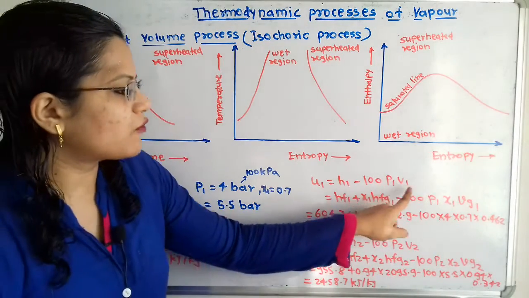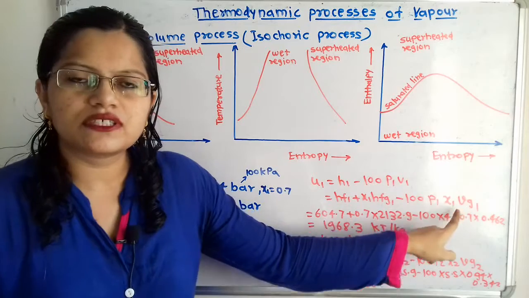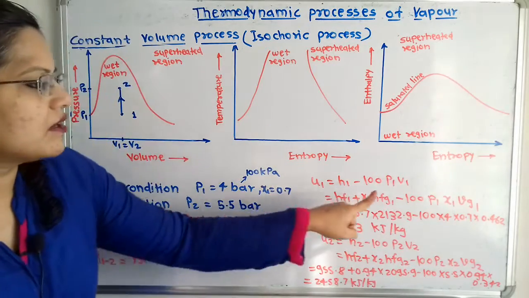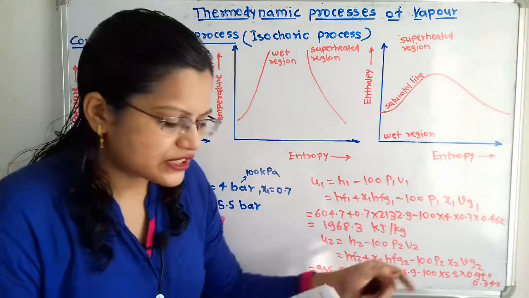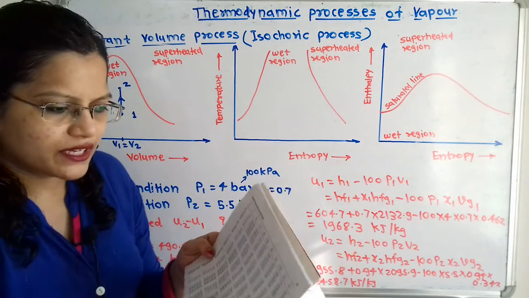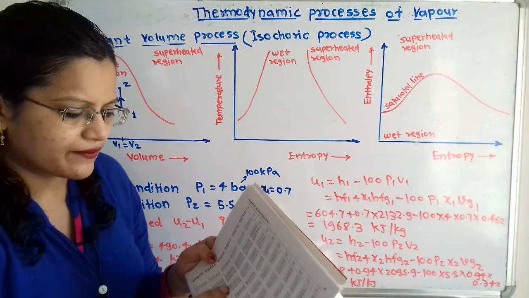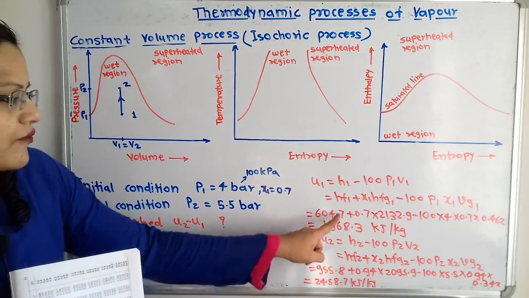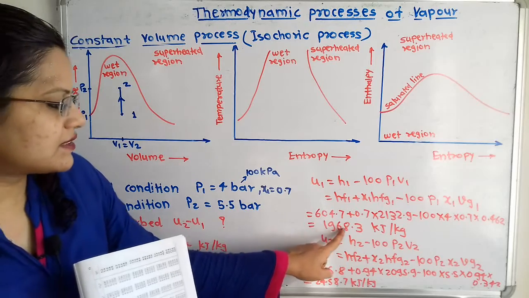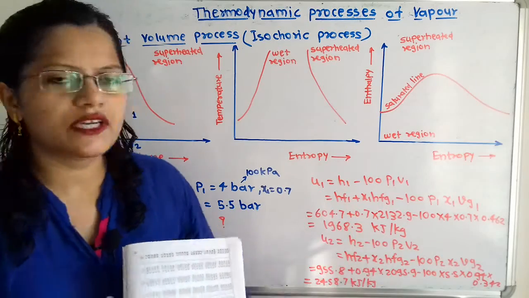So V1 we have to take as x1 vg1. This is the formula to calculate the volume for the wet steam. So vg1 again we refer to at 4 bar, and it is given as 0.462. Now when we calculate this, we get 1968.3 kilojoule per kilogram.